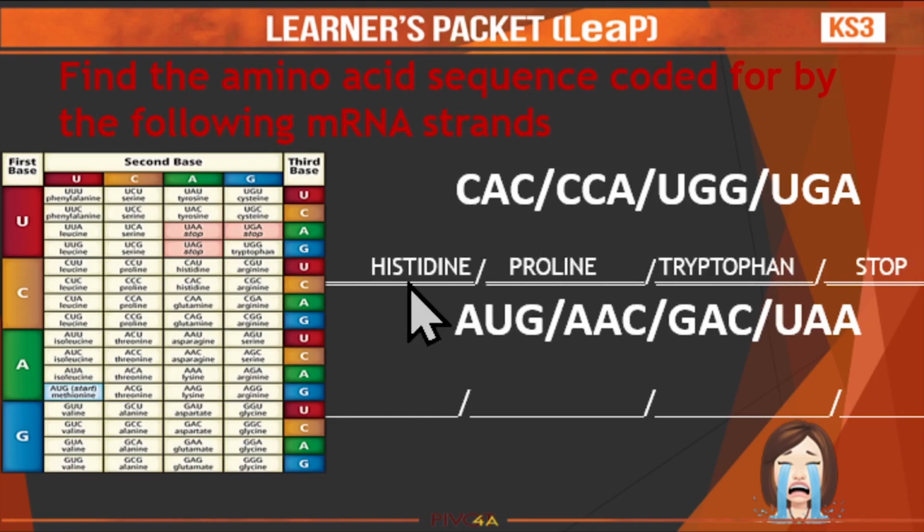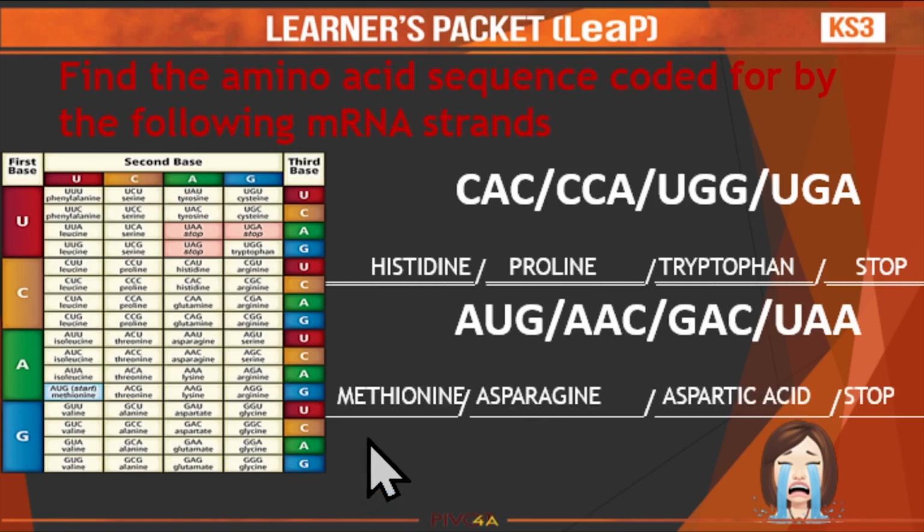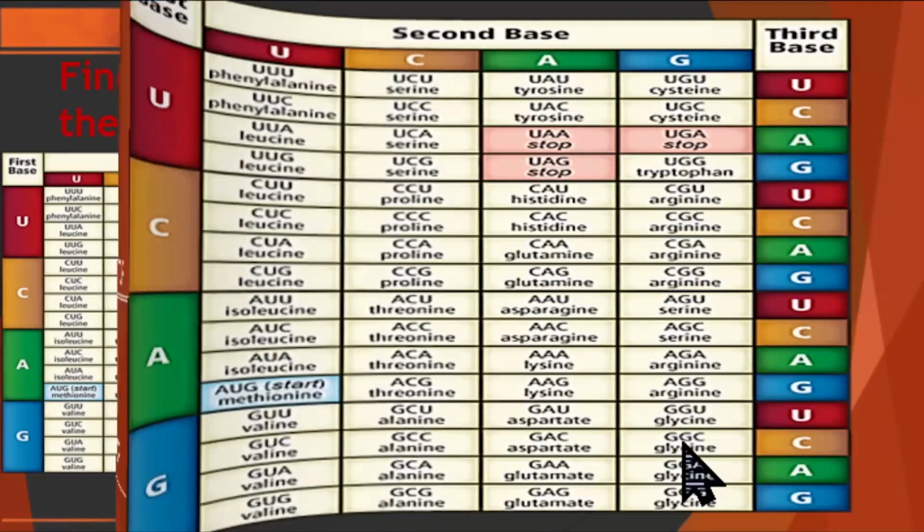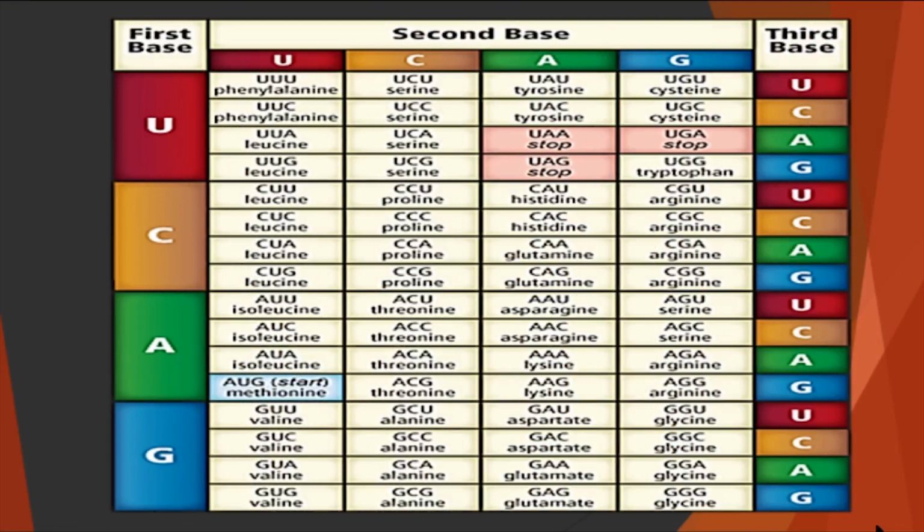Sa CAC, we have the histidine, CCA, proline, UGG, tryptophan, then UGA, stop or stop codon. Then, we have here the AUG, AAC, GAC, UAA na methionine, asparagine, aspartic acid, and stop codon. Okay? So again, given itong ating table, genetic code table. Okay? Basta alam lang natin kung paano makuha or yung tamang pagkuha o pagtingin ng ating first base or first letter, second base, second letter, and the third base, our third letter.